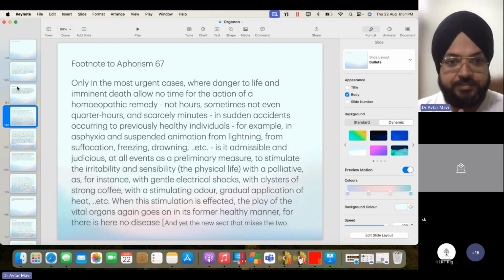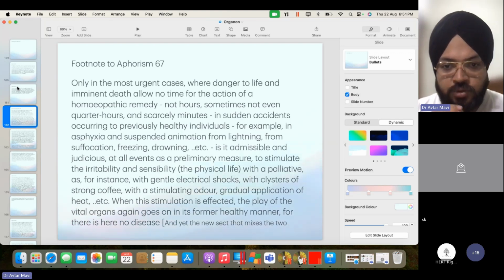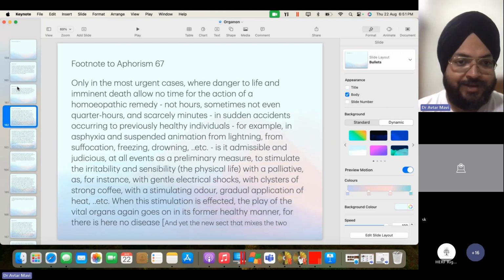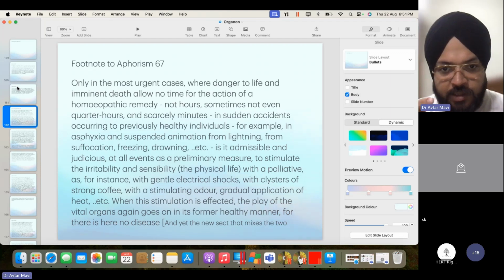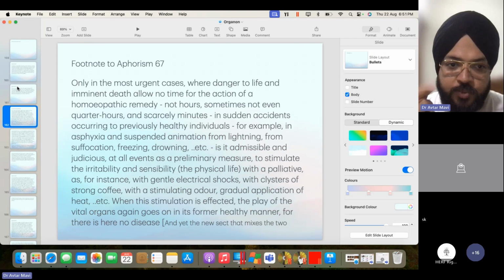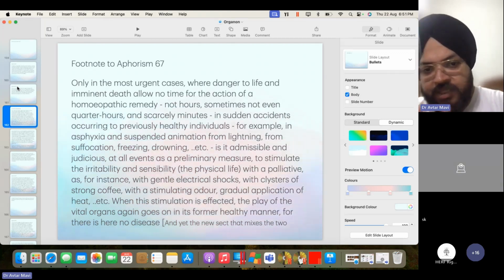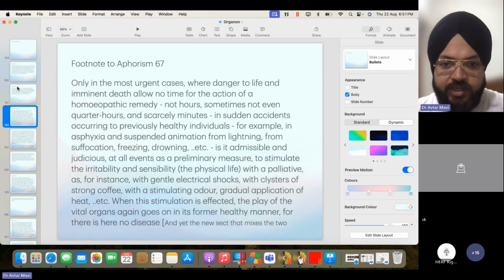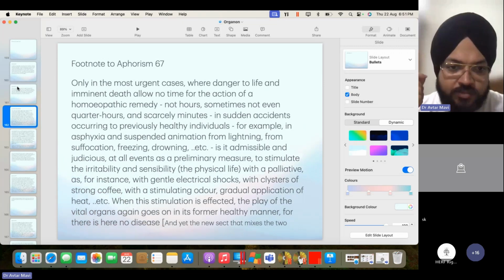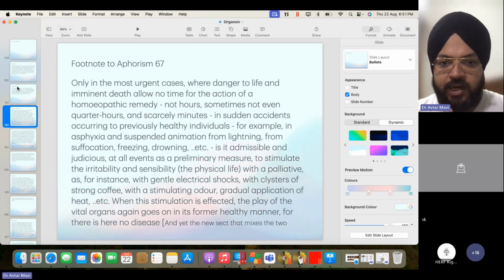So in such cases, for example, the patient was suffocated, so some stimulating odor, which is although antipathic, but it is stimulating. So we have to stimulate the physical life of the patient. If the body is not there, where will the vital force reside? So we have to save the body also first. So these kinds of preliminary measures to stimulate the irritability and sensibility, the patient is going into a state of insensibility because of that accident. He's going towards unconsciousness, he's going towards imminent death. So at that time, giving some kind of gentle electrical shocks or stimulating odor or some strong coffee or gradual application of heat, these kinds of antipathic methods are done. They are allowed, but only in such cases, only in sudden accidents.